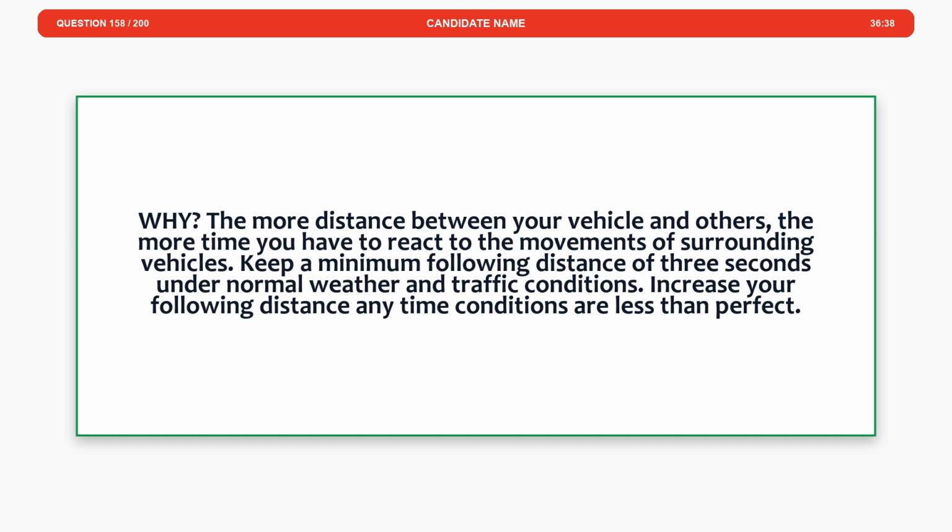Explanation. The more distance between your vehicle and others, the more time you have to react to the movements of surrounding vehicles. Keep a minimum following distance of 3 seconds under normal weather and traffic conditions. Increase your following distance anytime conditions are less than perfect.